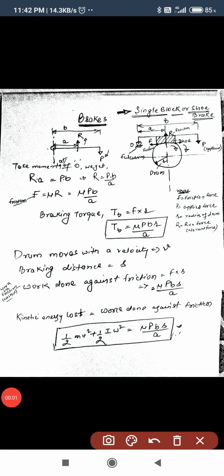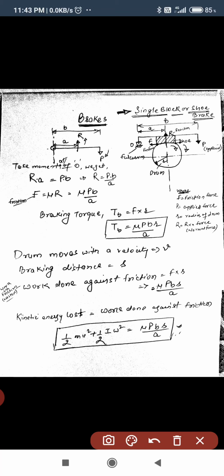Hello student, today we will start a very new topic, that is a mechanical brake. So what is a mechanical brake? A mechanical brake is a system used to slow down or stop a moving system, or bring it to rest. So how will this be possible? This will be done by making an arrangement, and this arrangement we call a mechanical brake system.